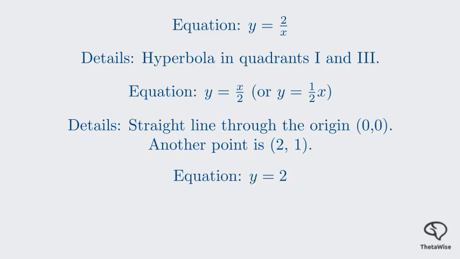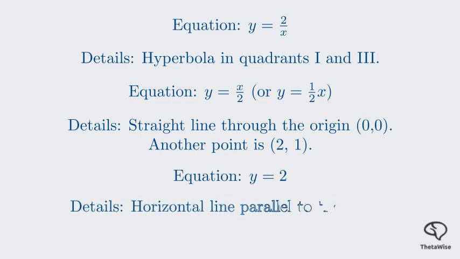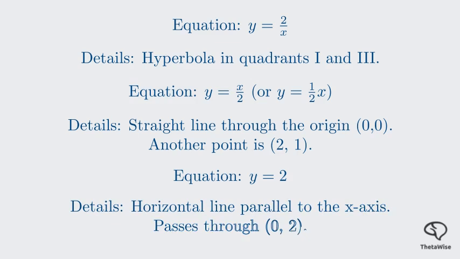Our next equation is y equals 2. This is a special type of straight line. Since the value of y is always 2, regardless of x, it's a horizontal line. It passes through the y-axis at the point (0, 2), and is parallel to the x-axis.